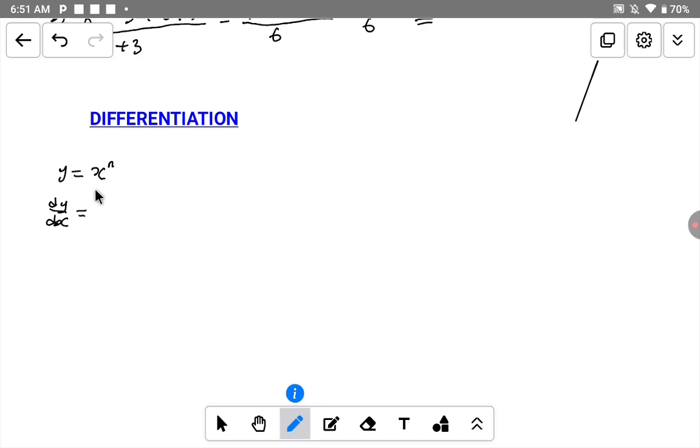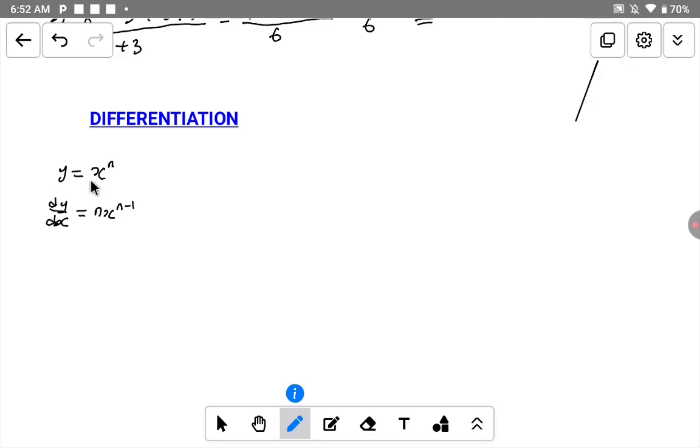Now, if we want to differentiate this expression with respect to s, if you look at this pattern, we have two parts: the base and the index. The index is n, while the base is s. Now, this n comes and multiplies the base, that will be ns, and then you subtract 1 from the index, that will be n minus 1. Then we have differentiated this expression.